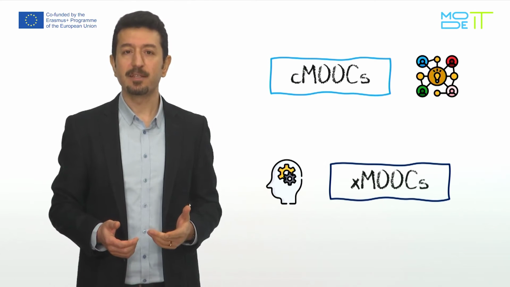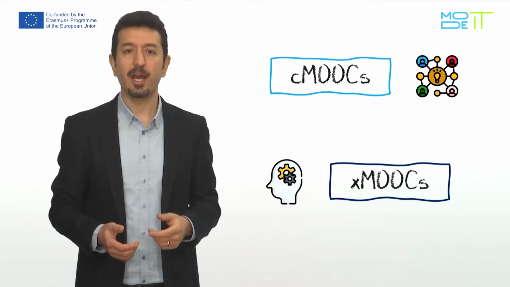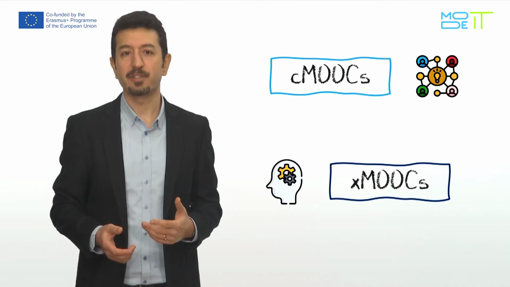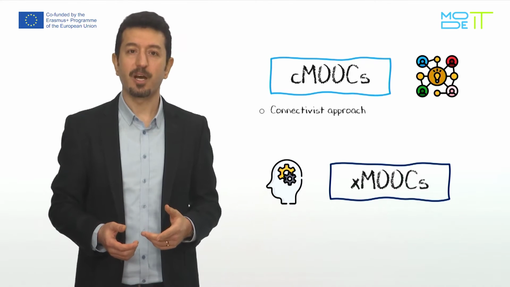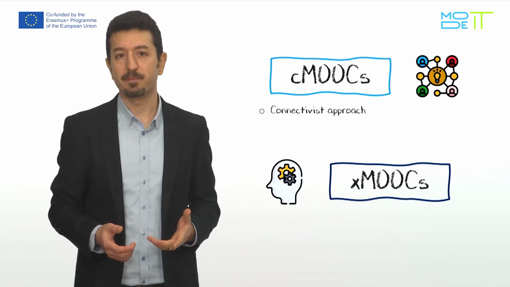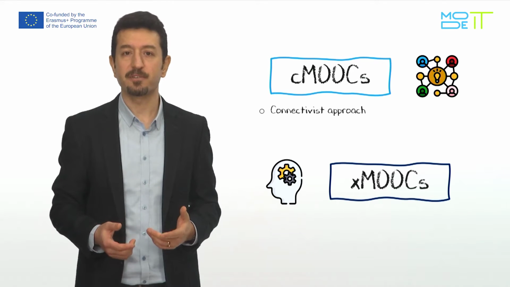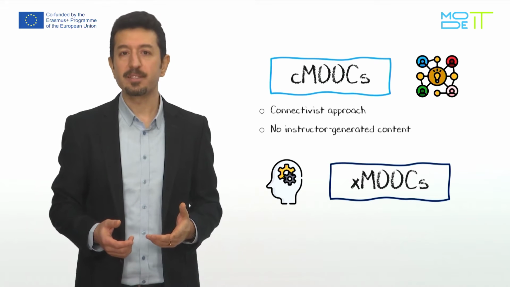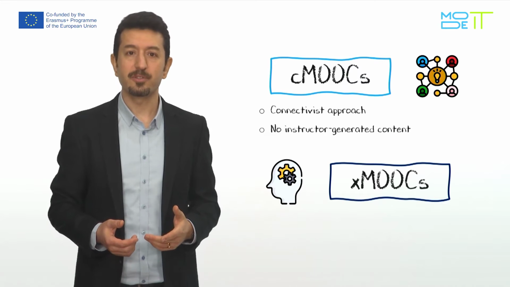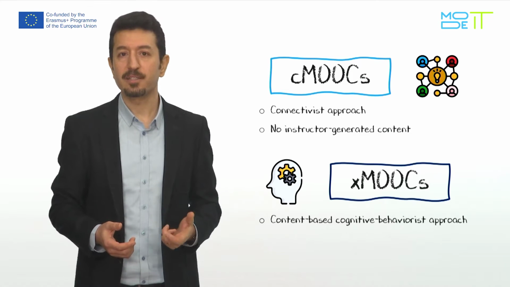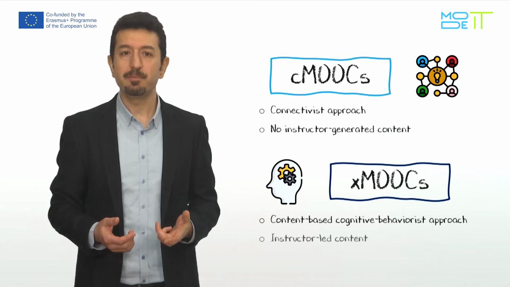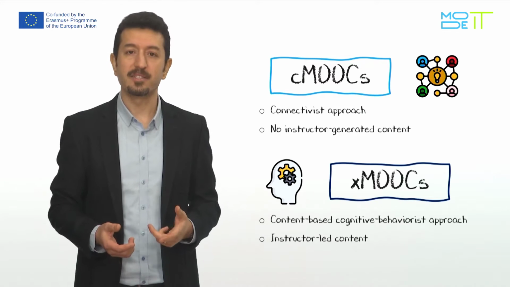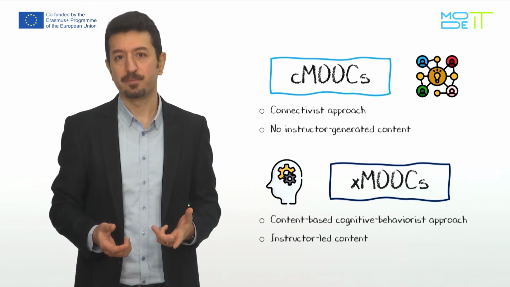Have you ever taken a CMOOC or an XMOOC? If you have, you probably have an idea about the differences. CMOOCs are built on the basis of connectivism, which defines learning as a process of generating and linking networks. This kind of MOOCs doesn't emphasize instructor-generated content. XMOOCs adopt content-based cognitive behaviors approach. Ready-made content is delivered in an instructor-led way to meet predetermined expected learning objectives.